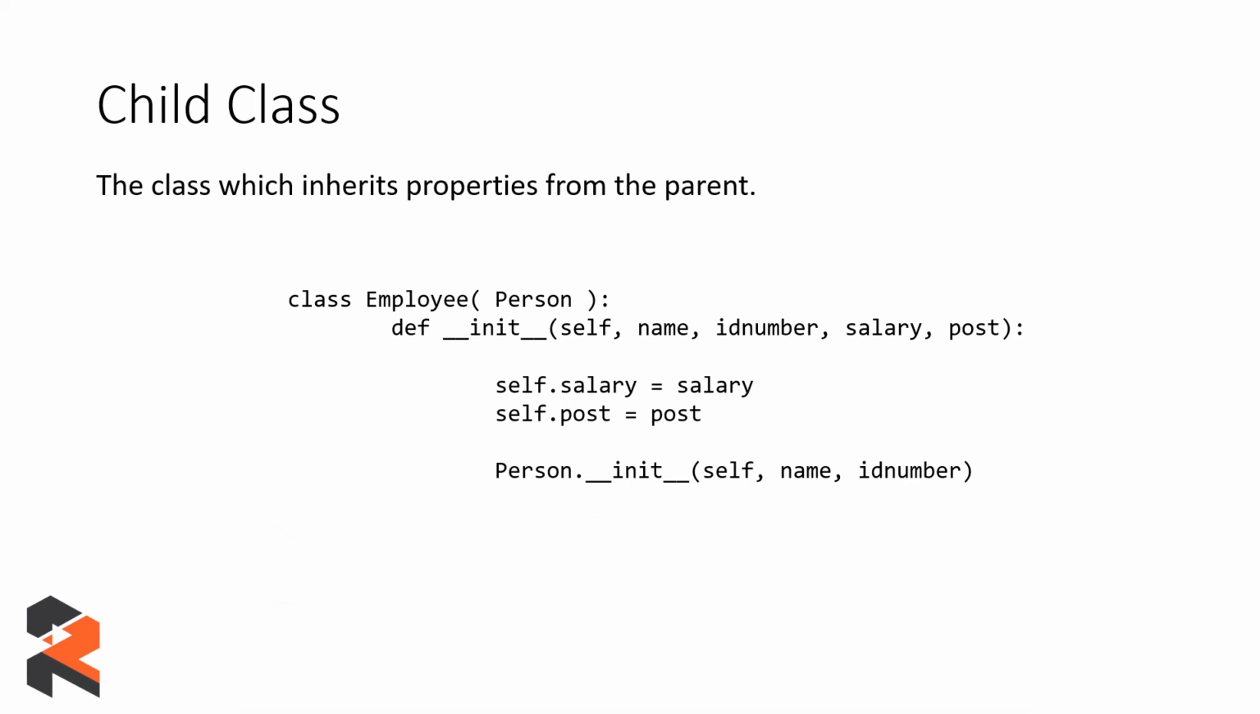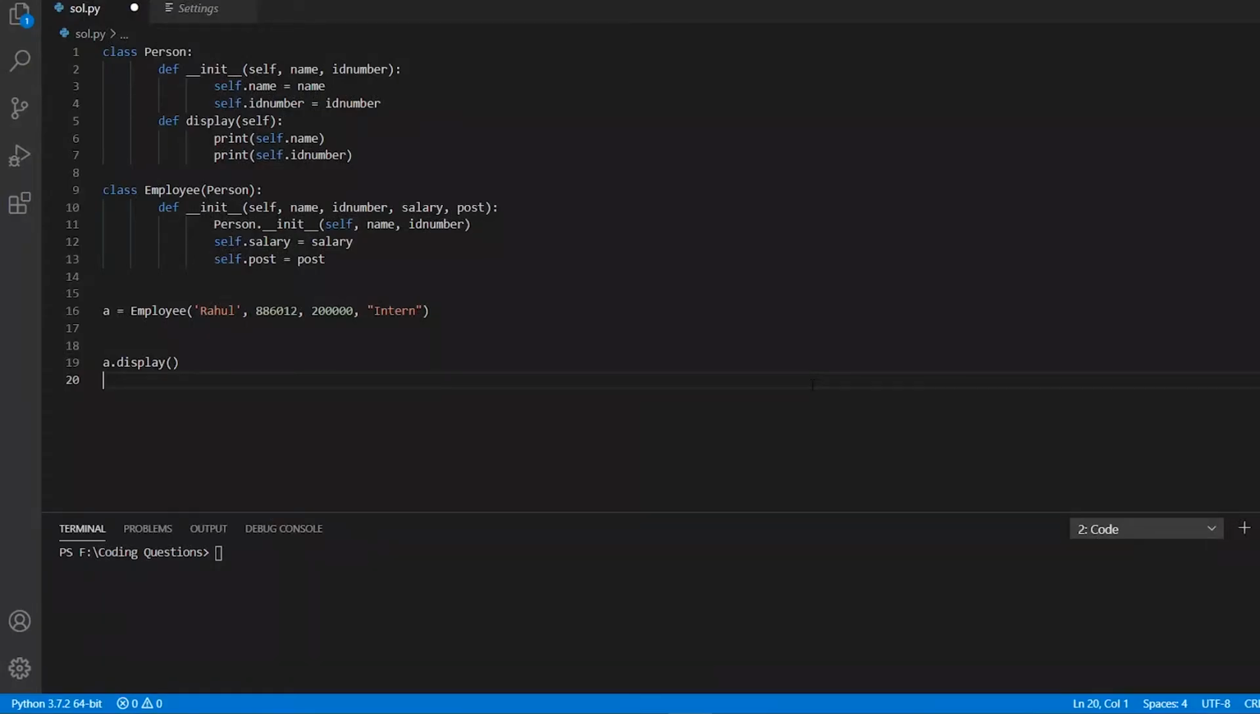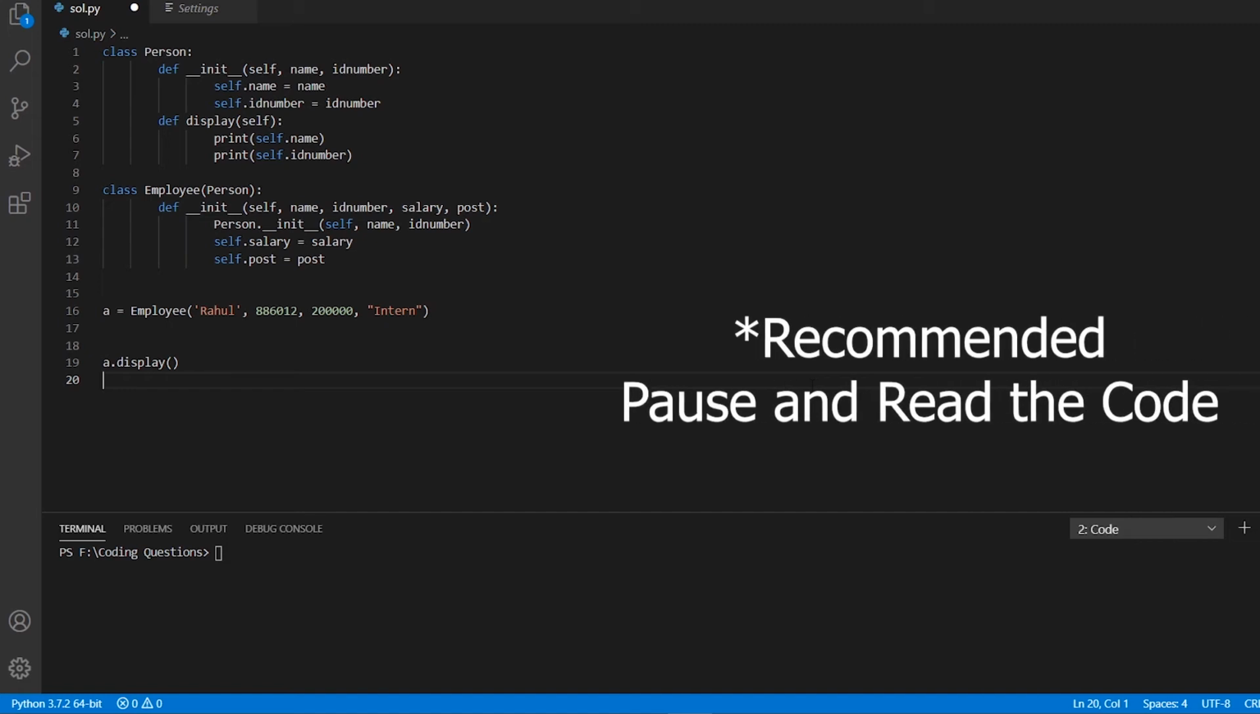So our employee class is inheriting from our person class, and it has a constructor which has name, ID number, salary, and post. The salary and the post are getting stored here, and the line which says person dot init self name ID number is useful for one of the things which we are going to discuss in the code on execution. So let's look at the code now to have a better understanding. As you can see on your screen, we have the same code written here. However, we have two different lines of code to help you better understand what they are doing.